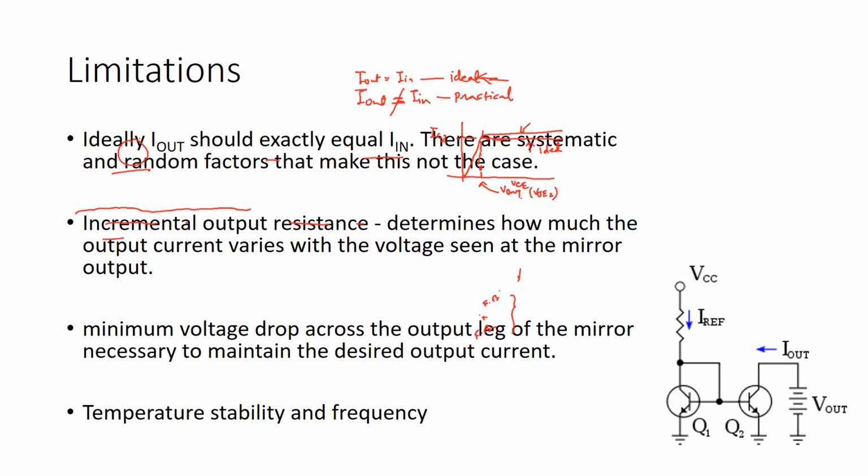Now there is one more point: the minimum voltage drop across the output leg of the mirror necessary to maintain the desired output current, which is what I just explained through this curve. And then there is a concern about the temperature stability and also the frequency response of the current mirror.